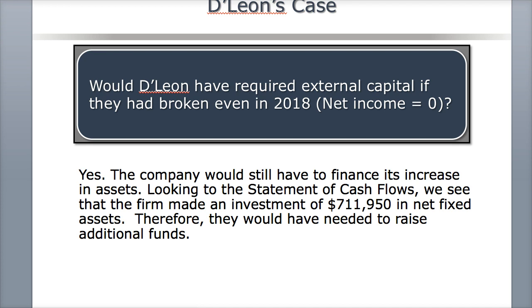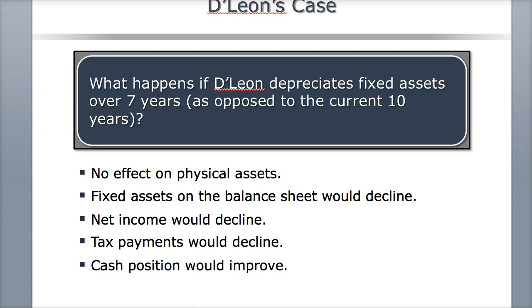Okay, so will they require external capital if they broke even in 2018? Yes, they would still have to look for additional capital because their assets increased. Even if they broke even, if we look at the cash flow statement, we'll see that the firm made a big investment in fixed assets, so therefore they still would have to raise additional funds even with a net operating profit.